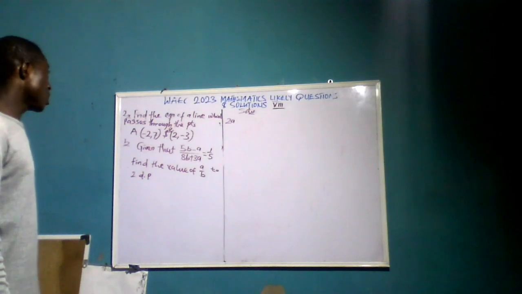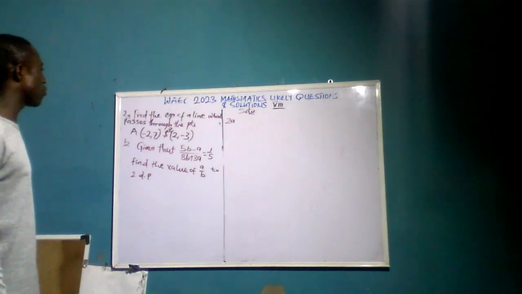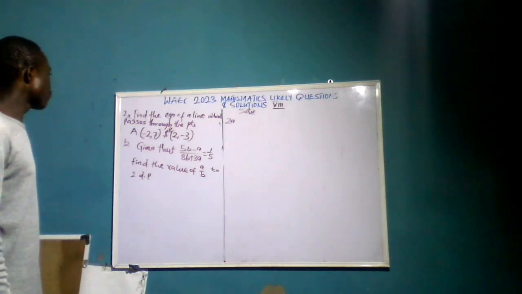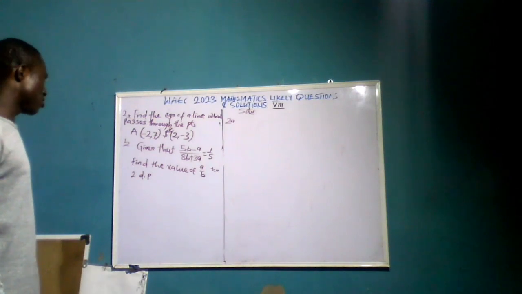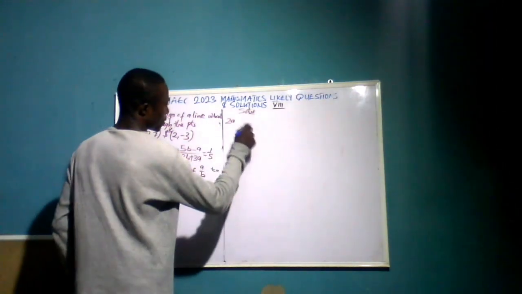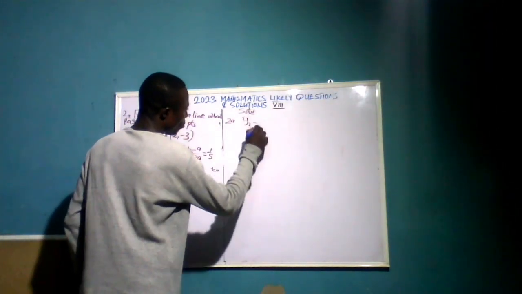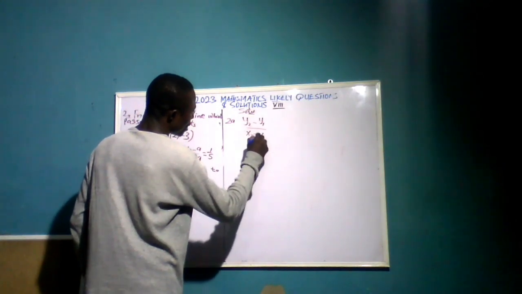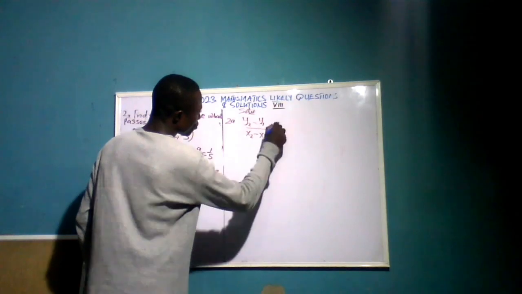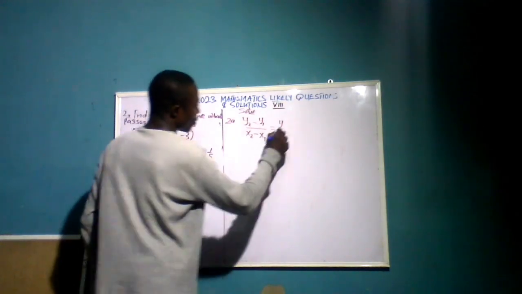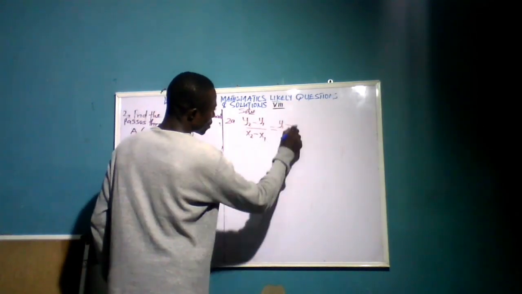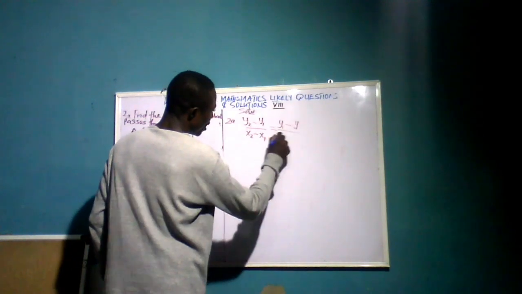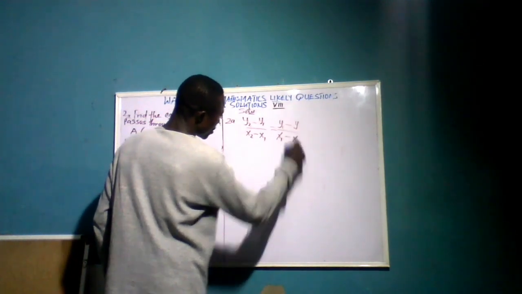Okay. Now the formula for finding the equation of a straight line when 2 points are given is stated as y2 minus y1 all over x2 minus x1 equal to y1 minus y over x1 minus x. Okay.